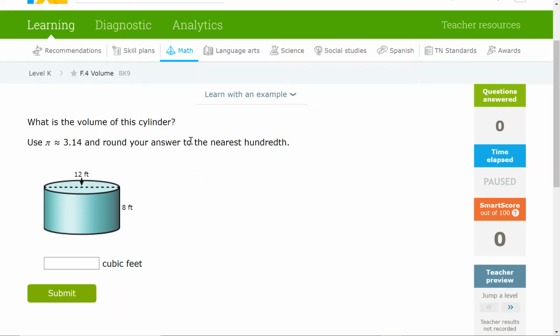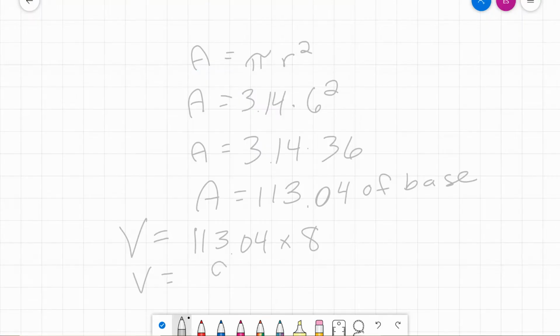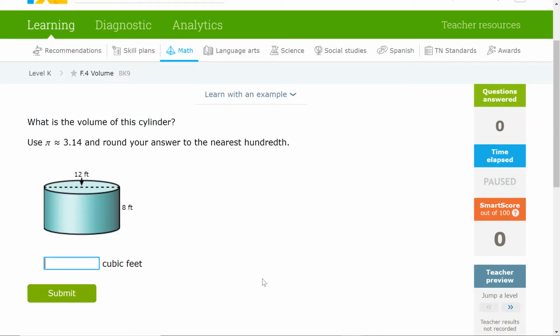And let me just make sure that I'm following instructions. It says round to the nearest hundredth, so I've got 904.32. That only goes to the hundredths place, so I don't need to round it. If it kept going, I might need to round it to keep it at the hundredths place, but it looks like we're good to go. So that's the answer. Hopefully. Let's put it in and see.